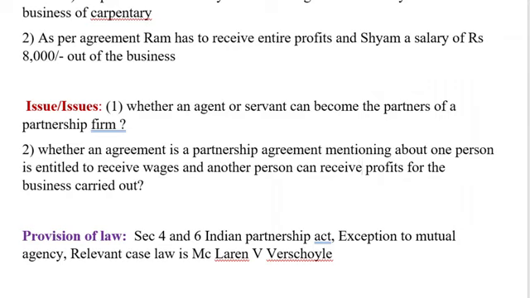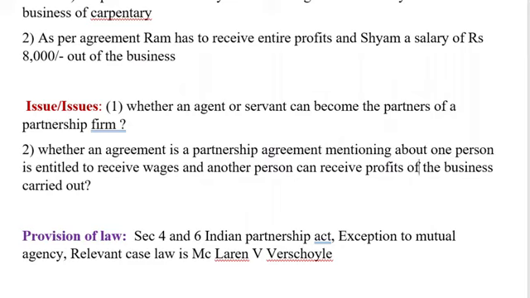The other person can receive the profits of the business carried out. So in this way we have to frame the issues. Here we have to carefully make the issues. So here the issue is whether an agent or a servant can become a partner. So here what I told you under Section 5, that is the relationship of partnership arises from contract and not from status. So this aspect has been given.